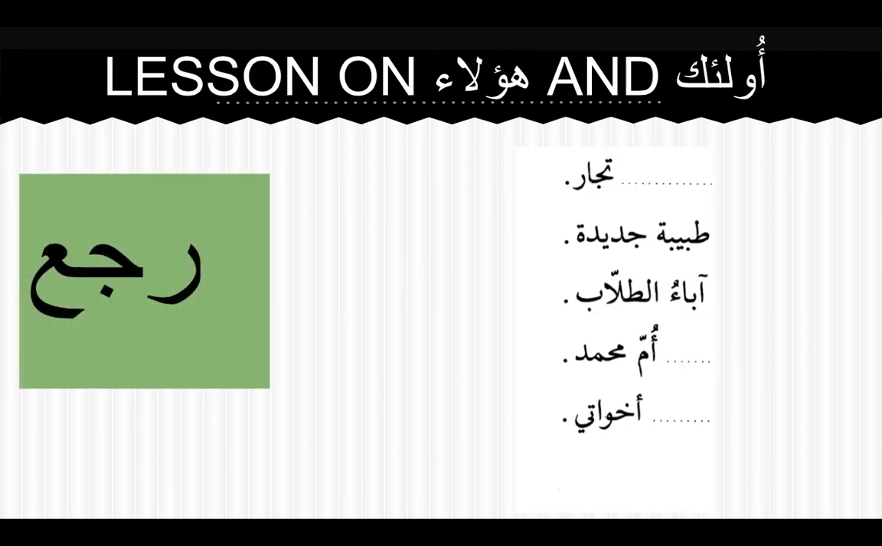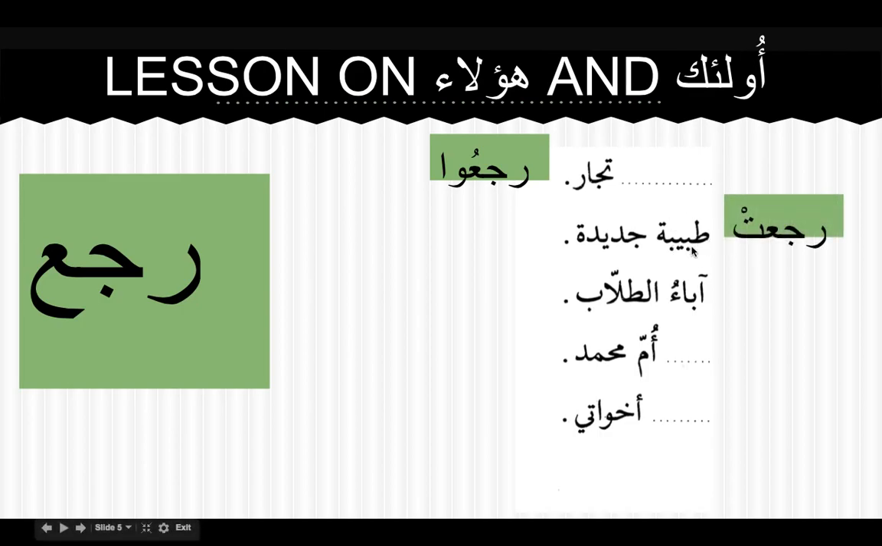So let's do a little bit more practice. Tujjarun is masculine plural for tajirun, raja'u. Tabibatun jadidatun. Tabibatun ta marbuta, feminine. So here we're going to make this a jumlatul fi'liyah. It's singular here. So raja'at tabibatun jadidatun. Aba'u is plural, so the fa'il will be attached to the verb. Raja'u. This waw represents men plural hum, and this hum is aba'u tullabi in this sentence.